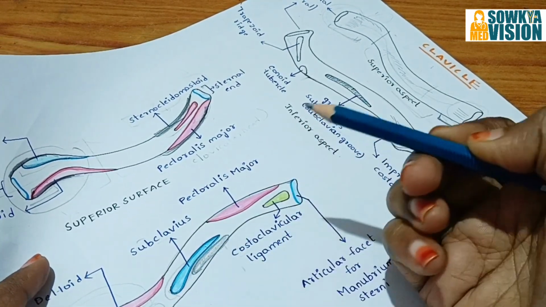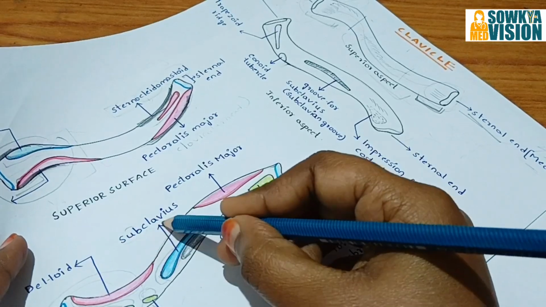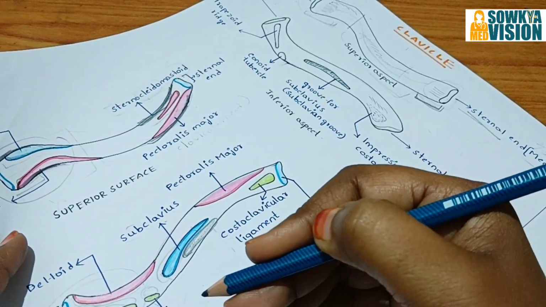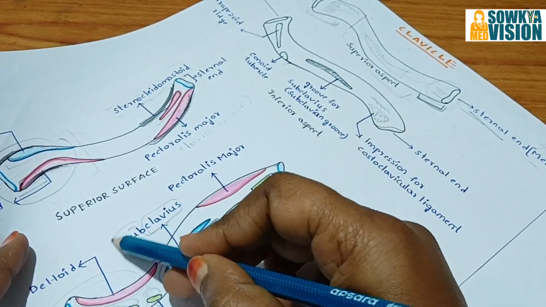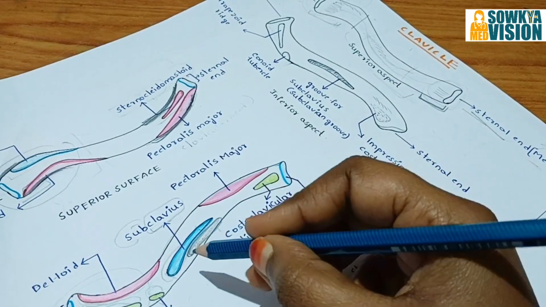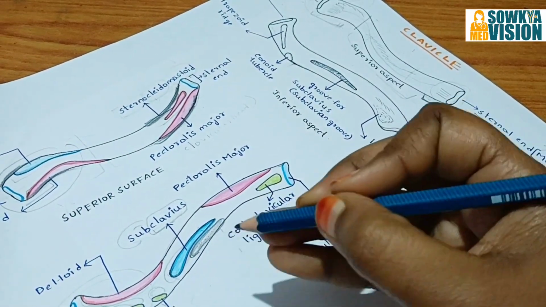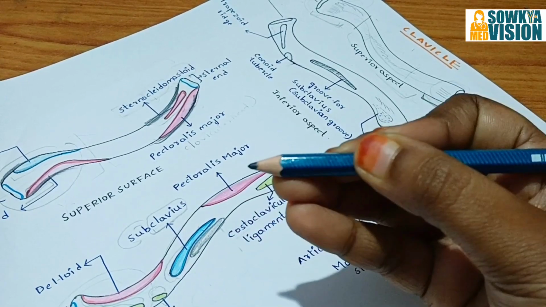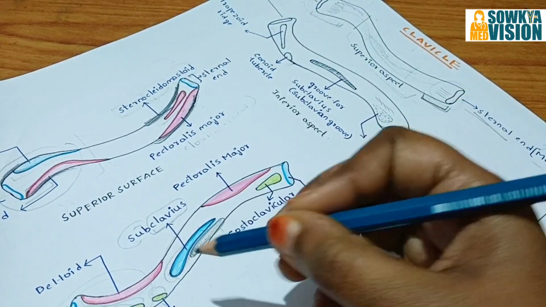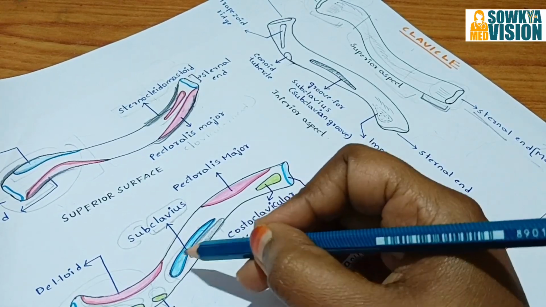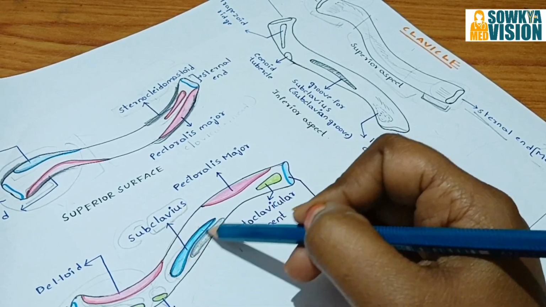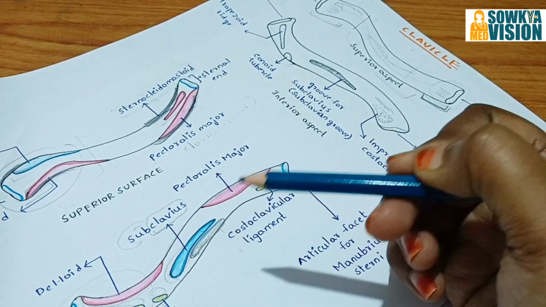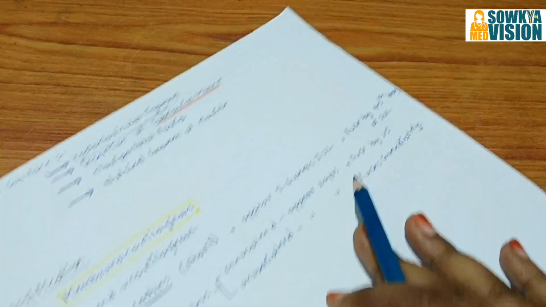Blue color indicates what? Insertion. So subclavius means what? Below the clavicle. Clavius is the clavicle bone. Sub means below the clavicle. So the muscle extends from the superior surface of the first rib to the inferior surface of the clavicle. So it is known as subclavius. It is inserted at the inferior surface of the medial 2/3 of the clavicle.